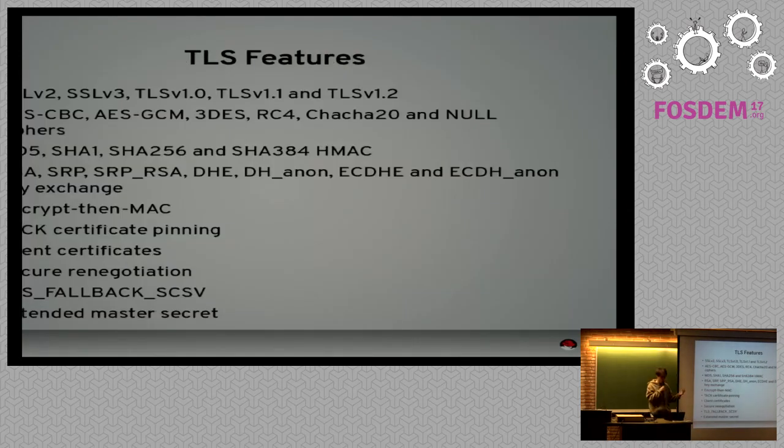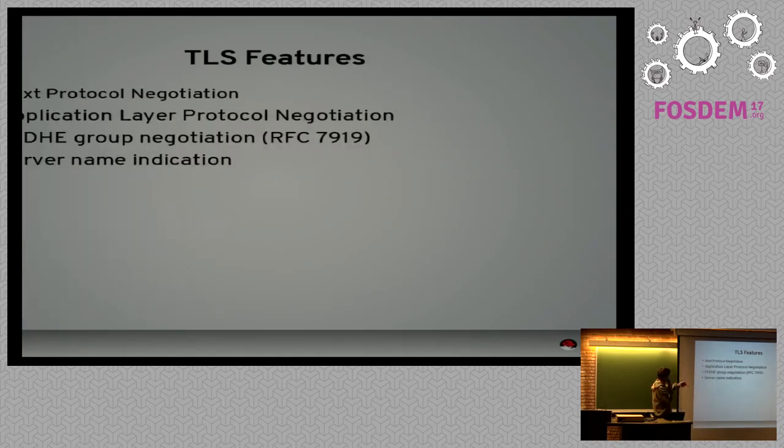Now, for the features, we support SSL version 2 up to TLS 1.2. Most of the ciphers, so AES, CBC, GCM, ChaCha20, are all supported. Basically all of the HMACs are supported. Key exchange, both with RSA keys, Diffie-Hellman key exchange, and elliptic curve Diffie-Hellman. Some new extensions: encrypt-then-MAC, secure negotiation, fallback SCSV, extended master secret.